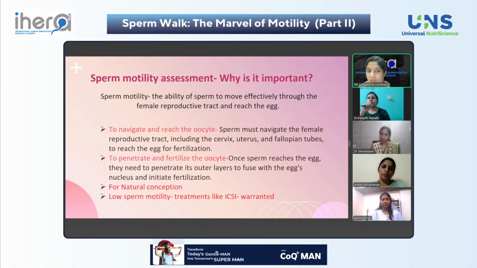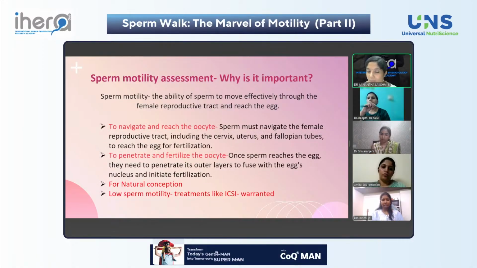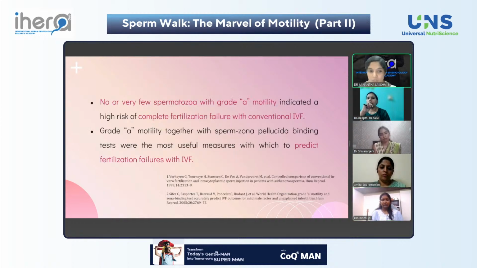So as you said, to navigate, reach the egg, penetrate and fertilize the oocyte, we may land up with fertilization failure if we have low grade A motility. When there are no or very few spermatozoa with grade A motility, there can be complete fertilization failure. So is there any panelist opting for lower motility and conventional IVF, or do you want to do IUI or directly go for ICSI? Any panelist opinion on this, please?